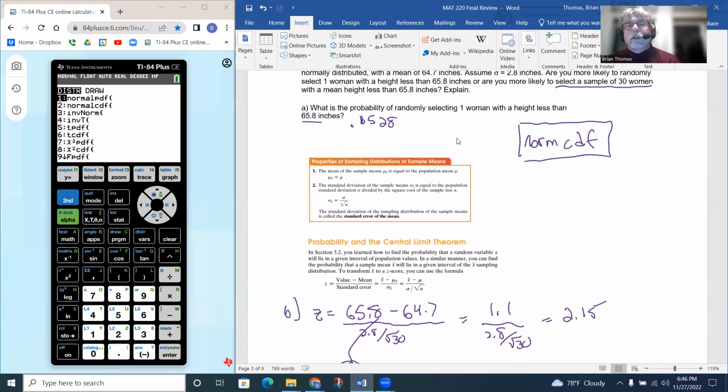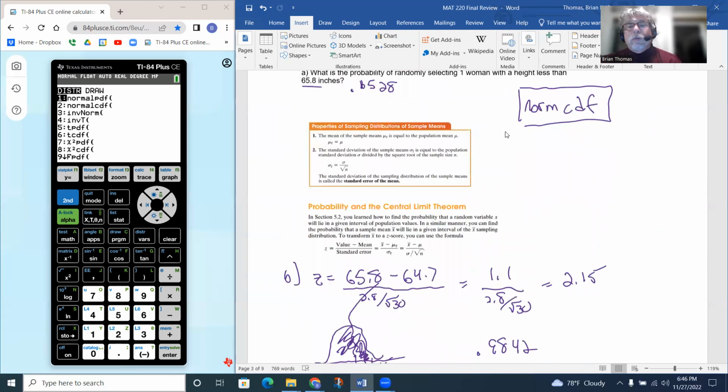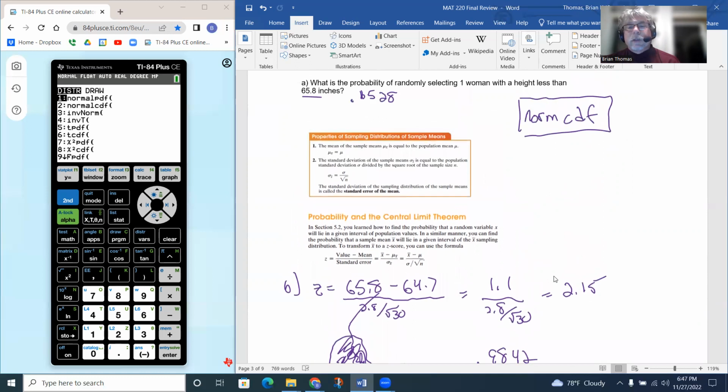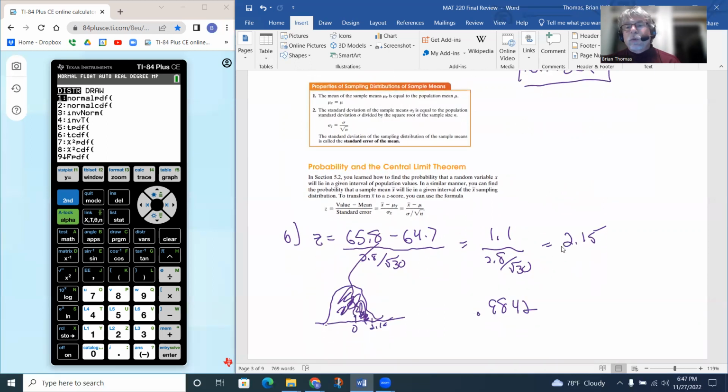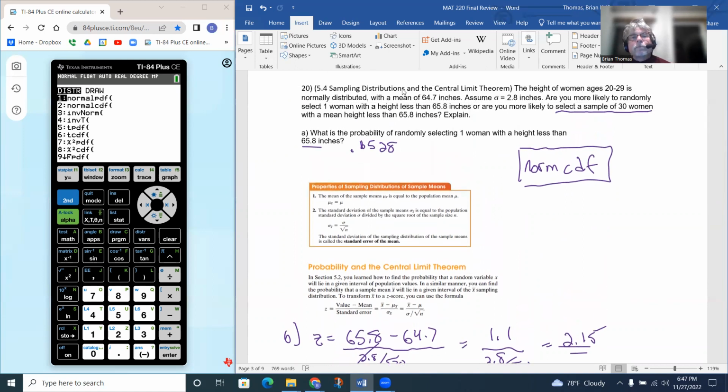So the first one, we had to use the population mean and the population standard deviation. But in the second one, to use the central limit theorem for the sample, we actually had to find the z-score for the sample size of 30. We then used the 2.15 and the same function to get our probability as well. All righty.